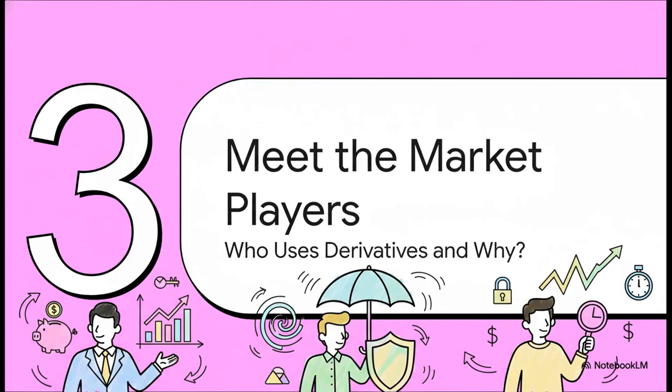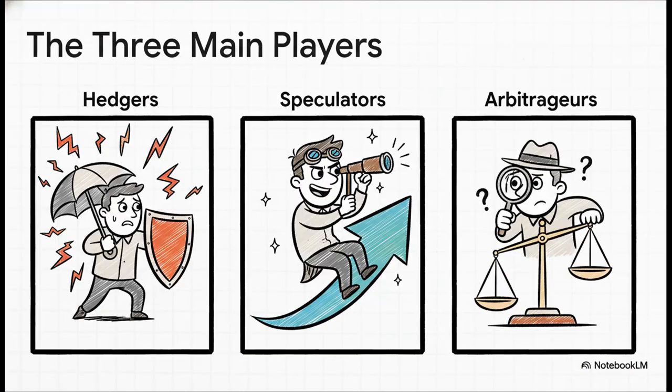Okay, so we know what derivatives are and the basic kinds, but who's actually using them and what for? Let's meet the 3 main types of players in this market. So first, you've got the hedgers. Think of them as the protectors. They're using derivatives like an insurance policy to protect themselves from price swings they don't want.